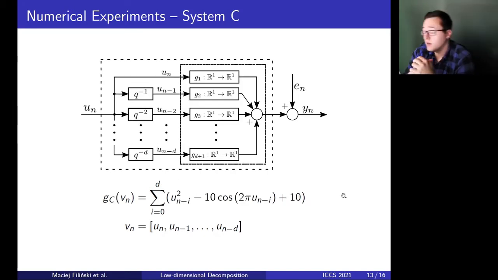And the third system is the fully separable system, so we can split the function g into d+1 small short-term memory elements. And below is the corresponding equation.